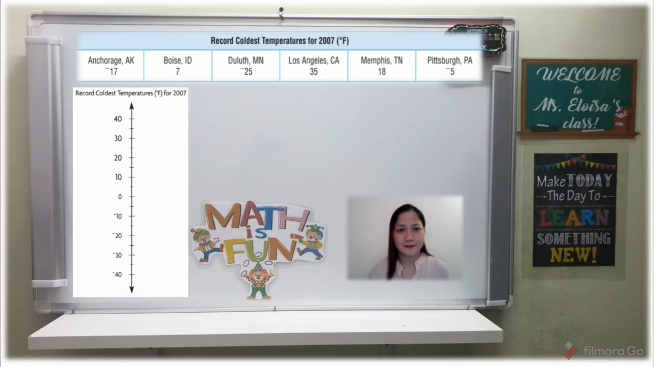The table gives the coldest temperatures recorded in 7 cities in 2007. Let us graph Anchorage, that is at negative 17, so you can find negative 17 between negative 10 and negative 20. Next is Boise, that is 7. We can find 7 between 0 and 10. And then Duluth, that is negative 25, so that is halfway between negative 20 and negative 30. And then Los Angeles, that is at 35 degrees, so we can find it between 30 and 40. And then we have Memphis, that is 18, you can find it between 10 and 20. And Pittsburgh, that is at negative 5, you can find it halfway between 0.